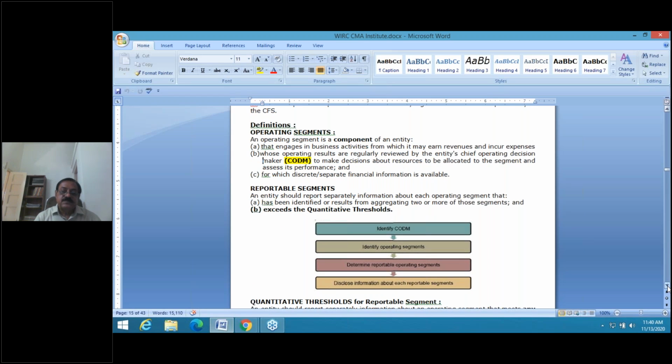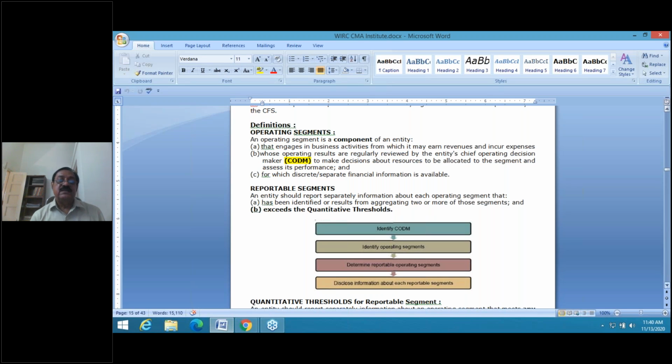Now some definitions. Here the words used are operating segments so far as 108 is concerned. What is an operating segment? Here the definition is a little bit different between 17 and this 108. 108 is made more practicable. An operating segment is a component of an entity. Component of an entity, friend. Component matlab part, not the whole entity. Segment is a part that engages in business activities from which it may earn revenues and incur expenses. So this component should be eligible to earn revenue and incur expenses separately.